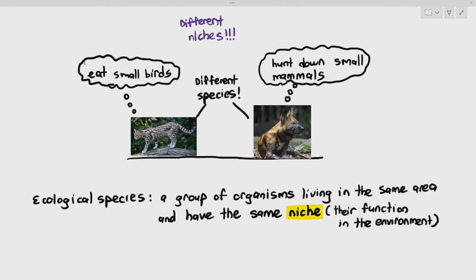Perhaps I didn't give you the clue, but let's just say one is living in India and the other one is living in North America. So we know that they are not living in the same area and they don't have the same niche or the same function. That's what we have to understand.